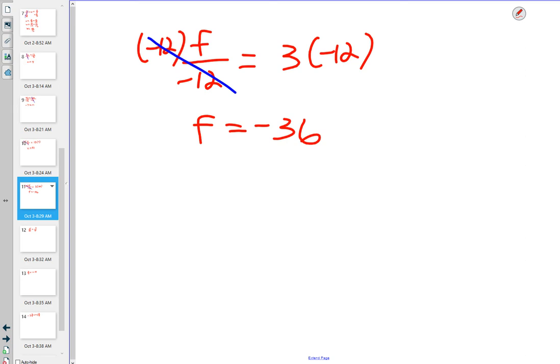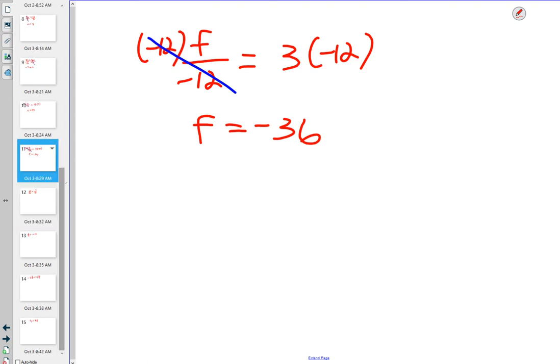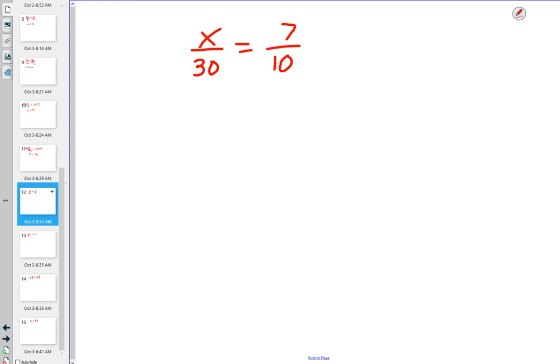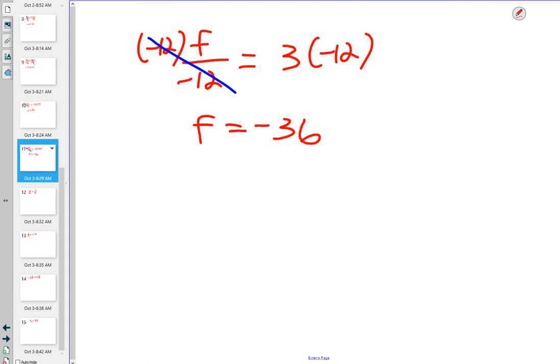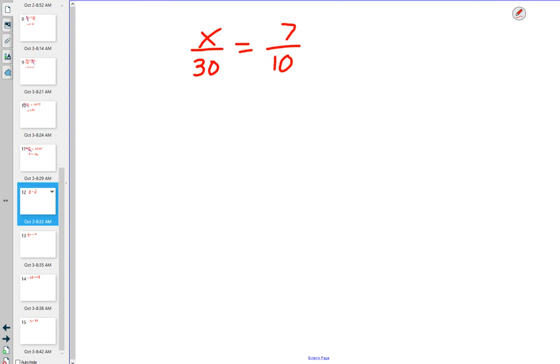David, why are you sitting and standing? Why don't you just complicate? How do you solve here? I multiplied 3 times negative 12 is negative 36. No more fractions.